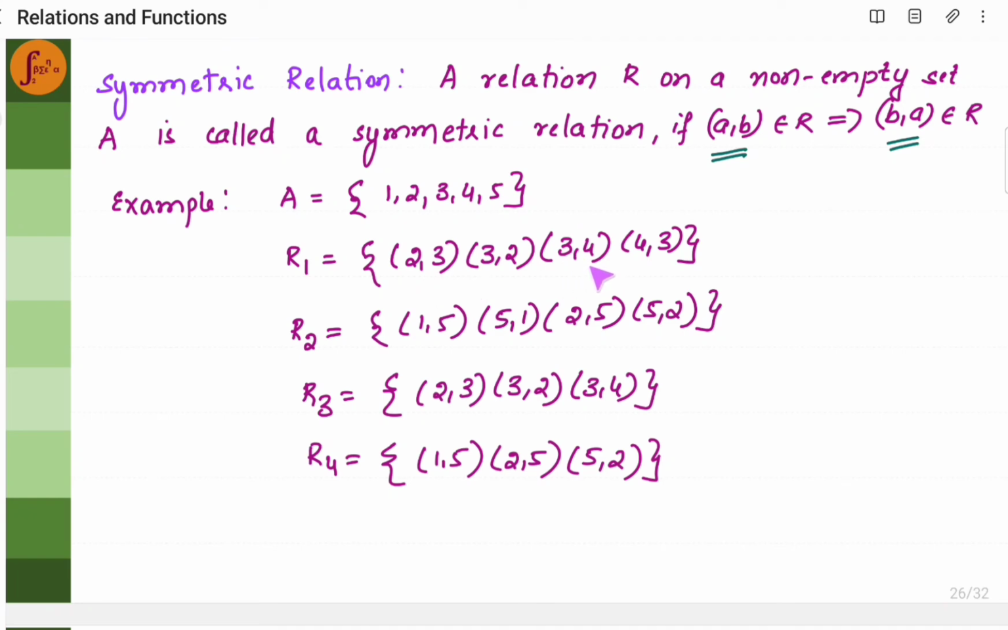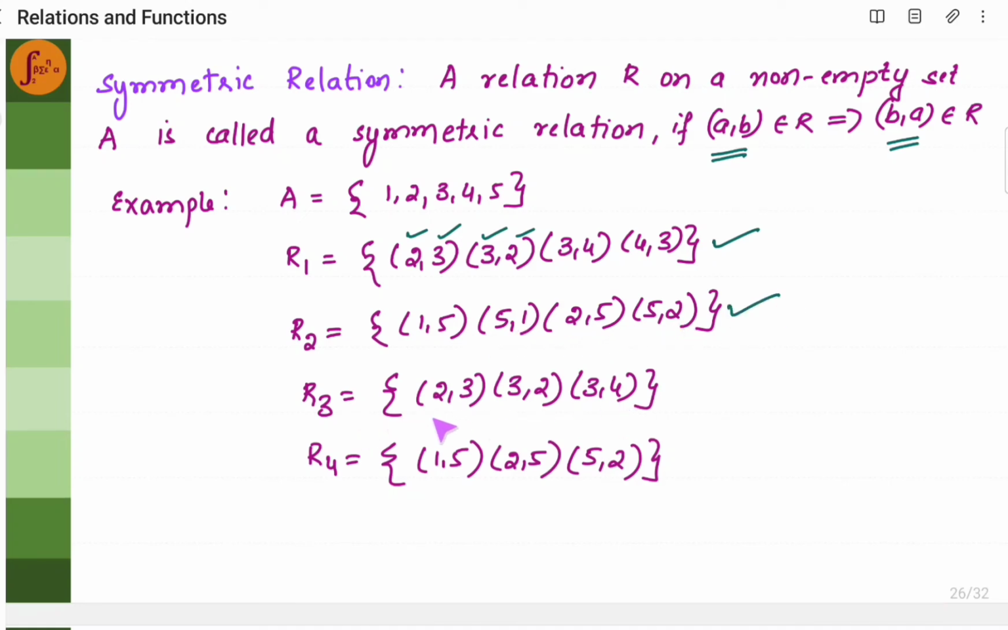If I take 3, 4, then 4, 3 also should be there, right? And all these elements, 2, 3, 3, 2, all these belong to this particular set, right? So if I take 2, 3, then the reverse combination 3, 2 should be available. Only then will I say that this relation is symmetric. So R1 is symmetric. Let's go through relation R2. R2, 1, 5, 5, 1 is there. 2, 5, 5, 2 is there. So this is also symmetric.